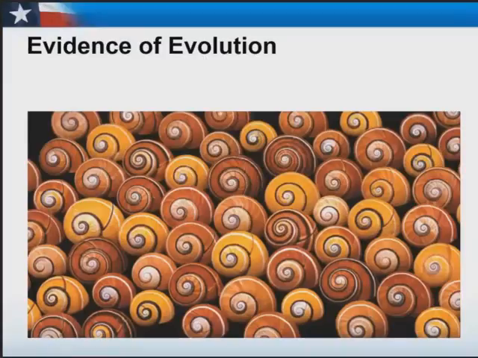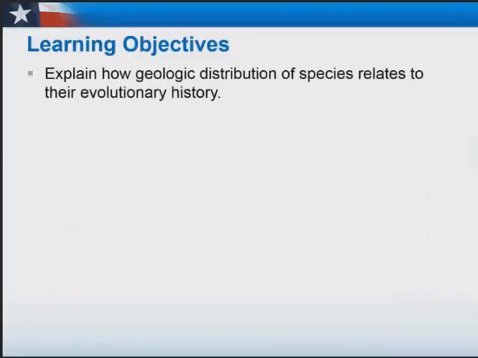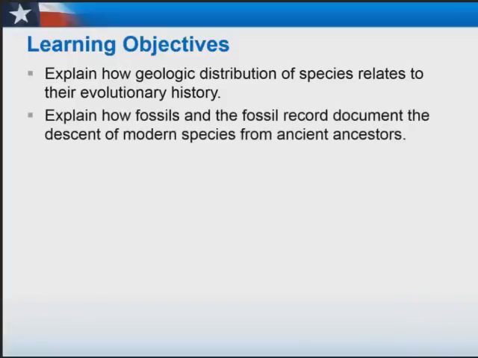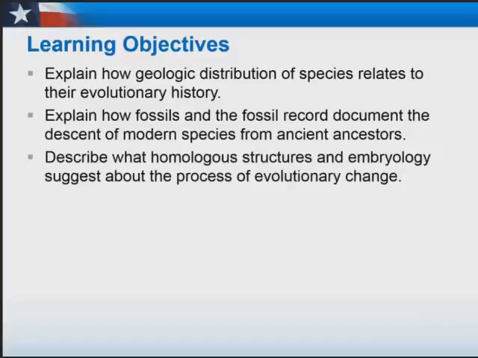Welcome to Lesson 16.4, Evidence of Evolution. In this lesson, we'll explain how geologic distribution of species relates to their evolutionary history. We'll explain how fossils and the fossil record document the descent of modern species from ancient ancestors.